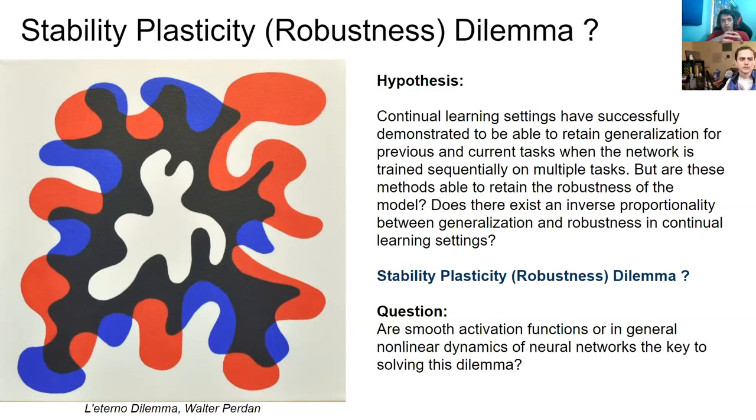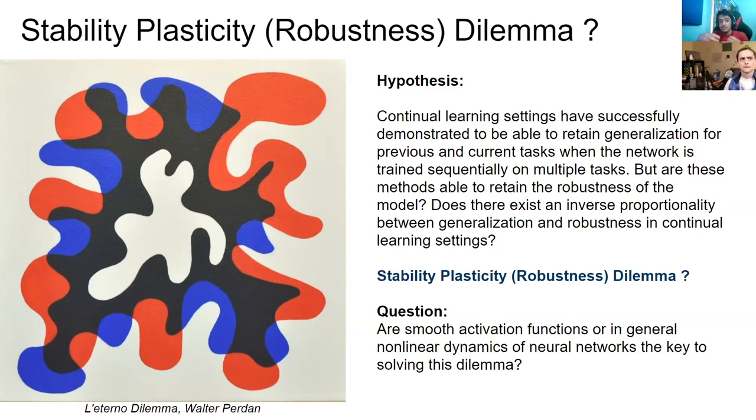So my hypothesis around this concept is that there exists one more parameter in that criterion, which is robustness. So I basically call it a stability, plasticity, robustness dilemma. The hypothesis is that if you have a neural network which is being trained in continual learning settings, and there exist a lot of them which have successfully demonstrated that they can tackle the problem of catastrophic forgetting, by retaining the generalization capacity of the neural network on the current as well as the previous task on which the network has been trained.